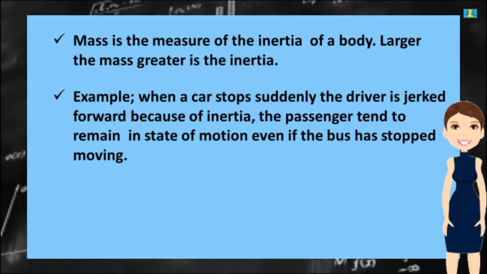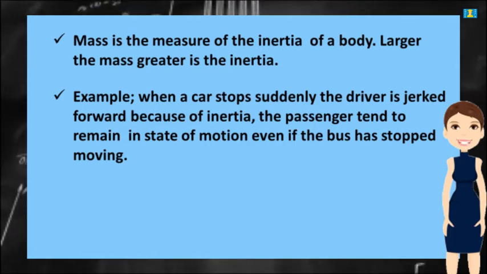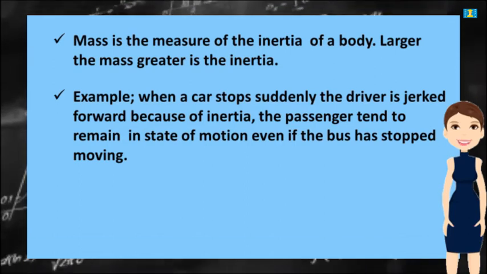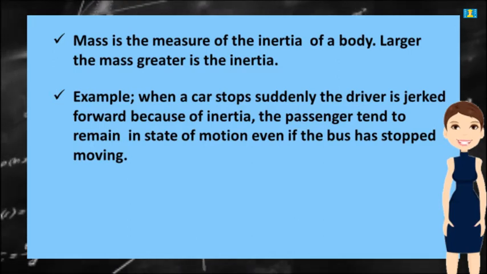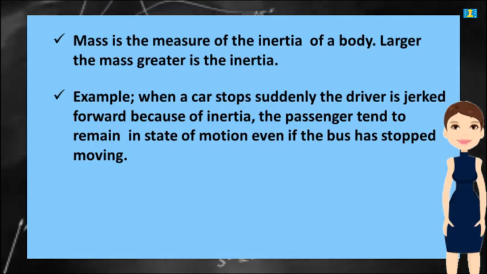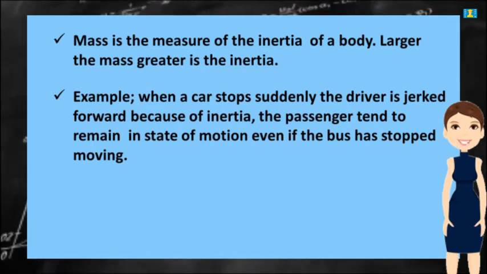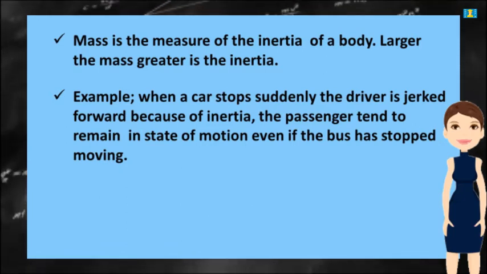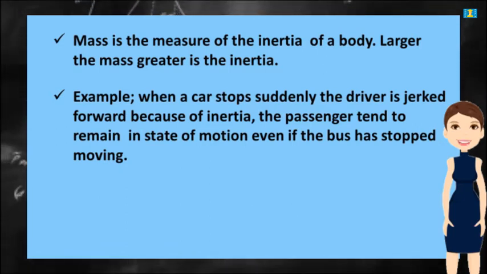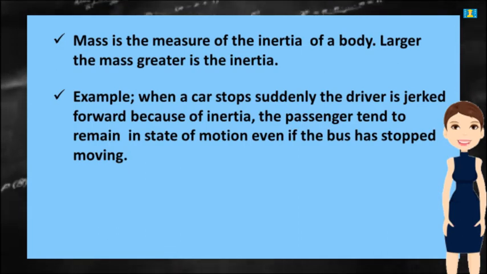Mass is the measure of the inertia of a body. The larger the mass, the greater the inertia. For example, when a car stops suddenly, the driver is jerked forward because of inertia. The passengers tend to remain in a state of motion even if the bus has stopped moving.